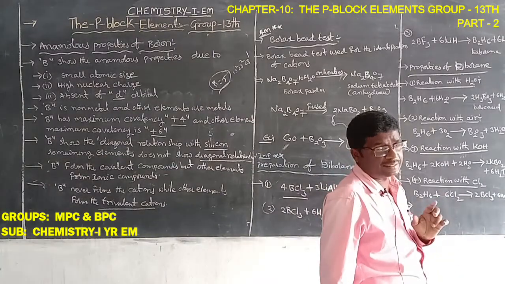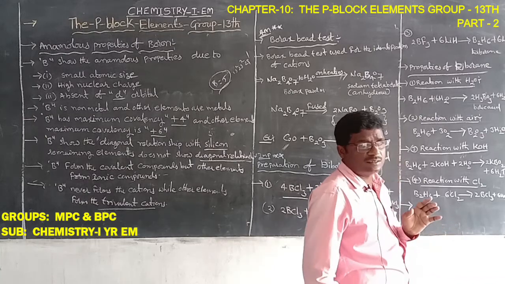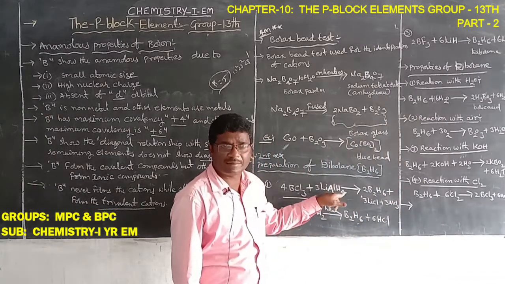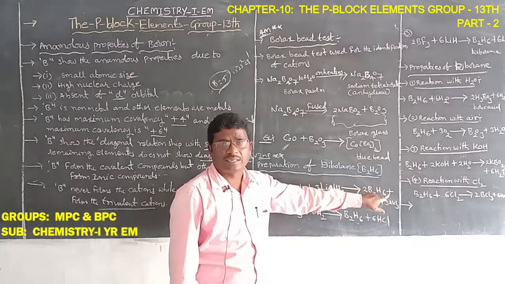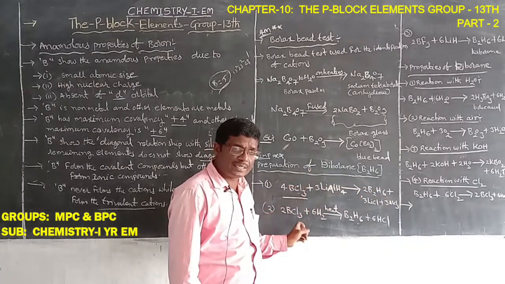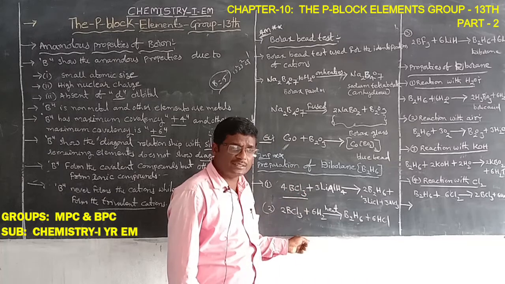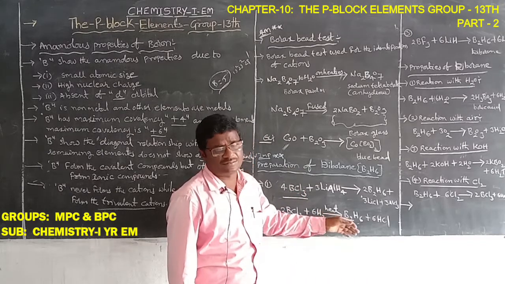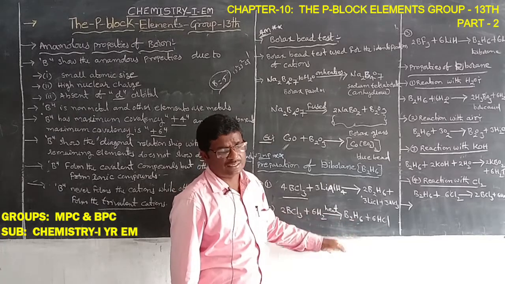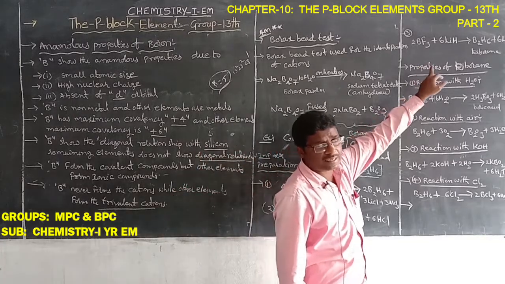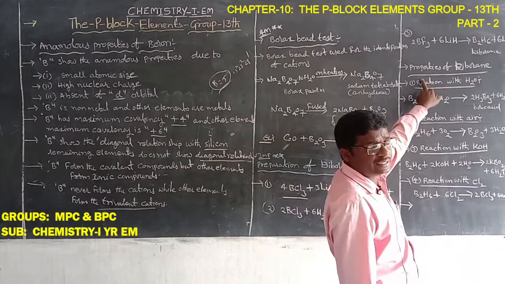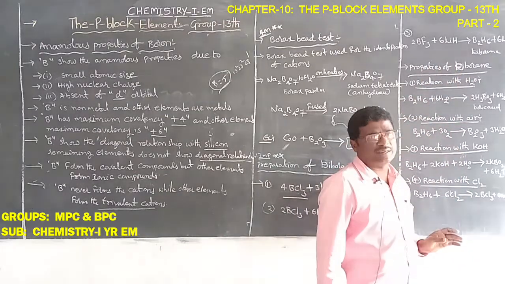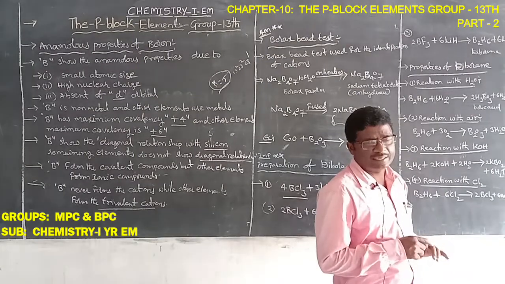Diborane is prepared in 3 reactions. First, boron trichloride reduced with lithium aluminum hydride forms diborane. Second, boron trichloride heated with hydrogen or hydrides forms diborane. Third, boron trifluoride reduced with lithium hydride forms diborane. That is the preparation of the diborane.